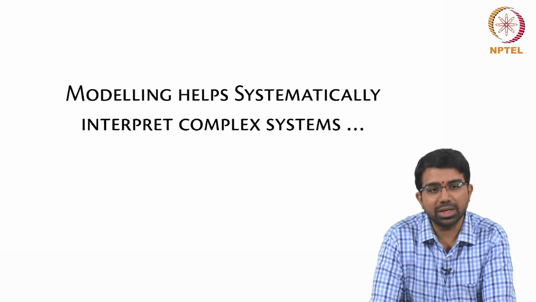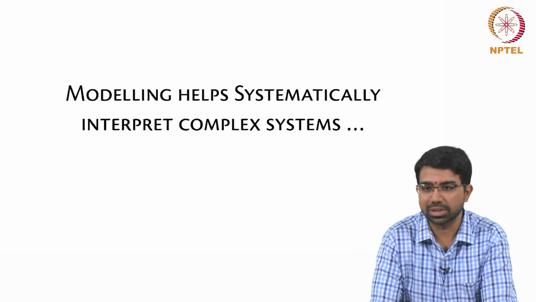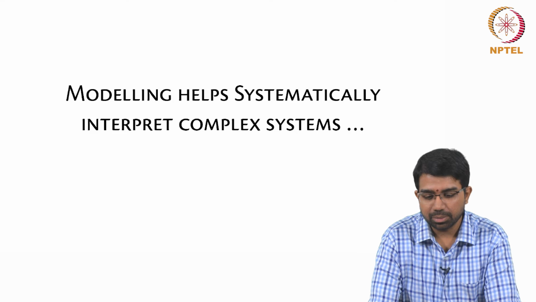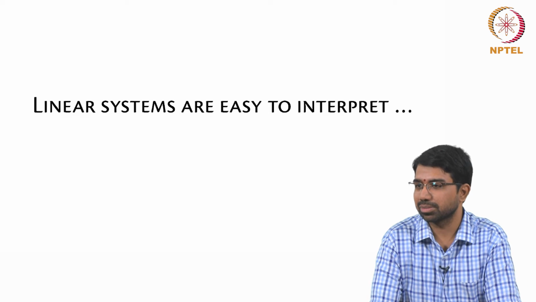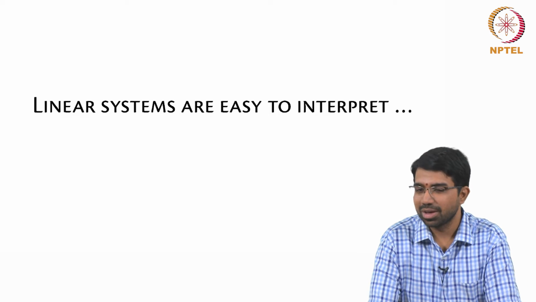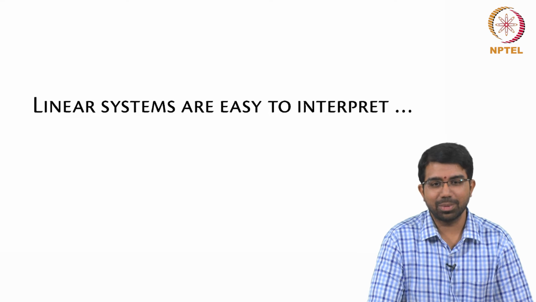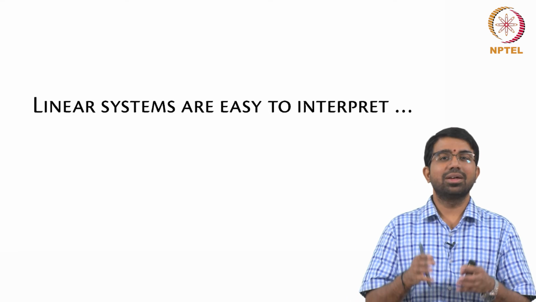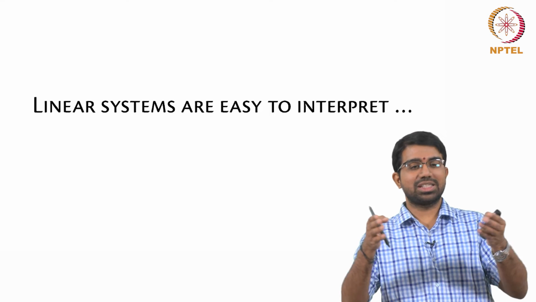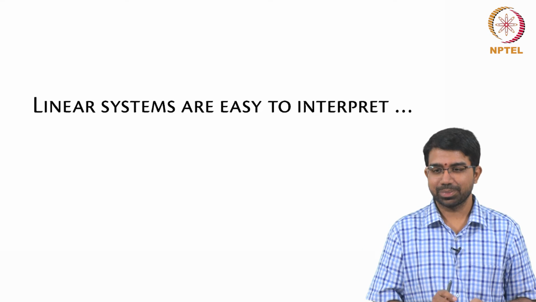Modeling helps us systematically interpret various complex systems, right, because our minds are very nicely tuned to understand linear systems, right. So, you know exactly what will happen when you perturb a linear system, and you will be able to see that the behavior of a linear system does not change drastically if you give it a push, right.